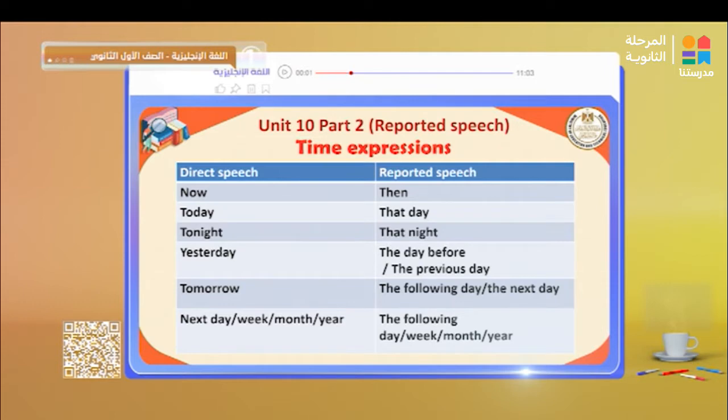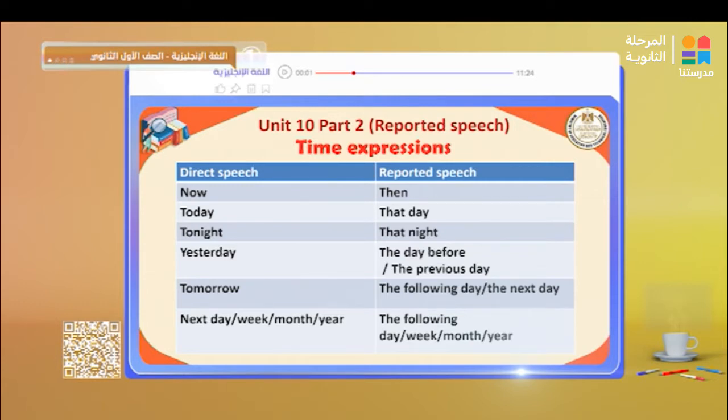Also, we have changes in the time expression. Time expression means expressions which tell the time, like tomorrow, next week, now, and so on. These expressions are also changed when we change the tense into the past. We change also these expressions. The expression now is changed into then. Today is that day. Because we are referring to something which happened in the past, we don't say today, we say that day.